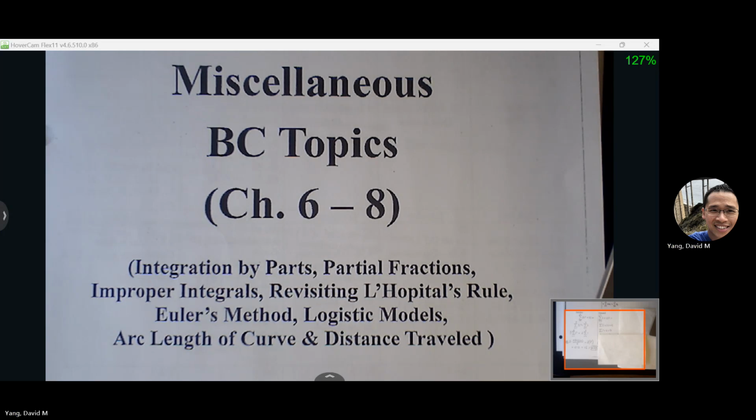So we're going to start with BC specific topics. These are all topics that should have been with certain units like arc length, distance traveled, which should have been with the area and volume unit, logistic models, Euler's method, which should have been with differential equations, and improper integrals and integration by parts, which should be with the integration unit. But I purposely pulled all the BC topics from first semester and combined them into a miscellaneous unit, so that first semester could be purely AB and second semester purely BC.